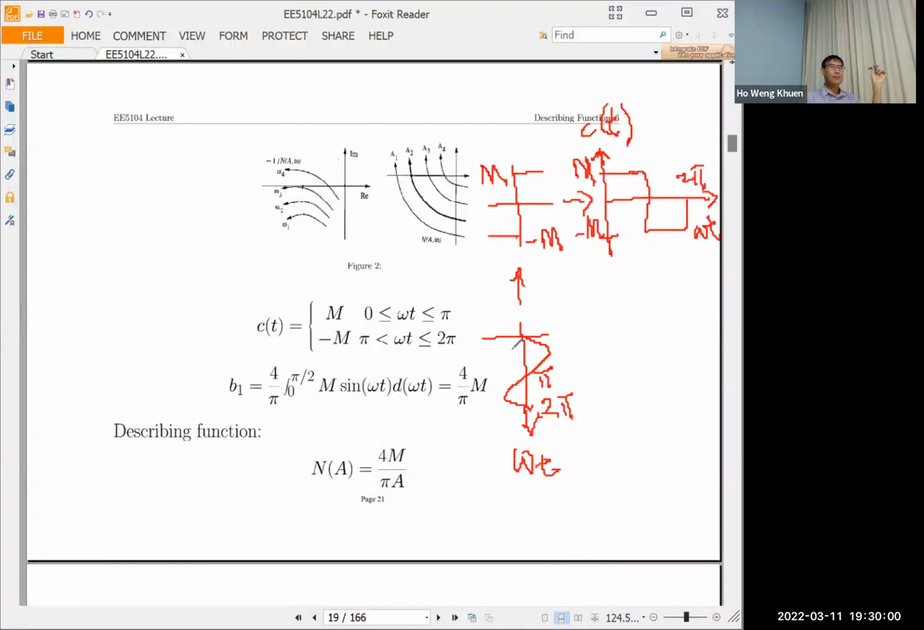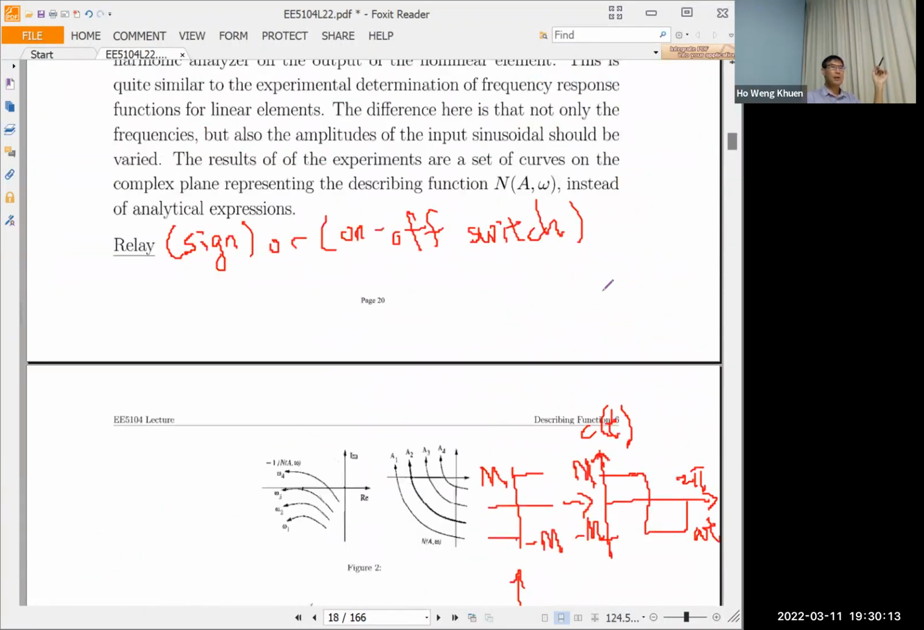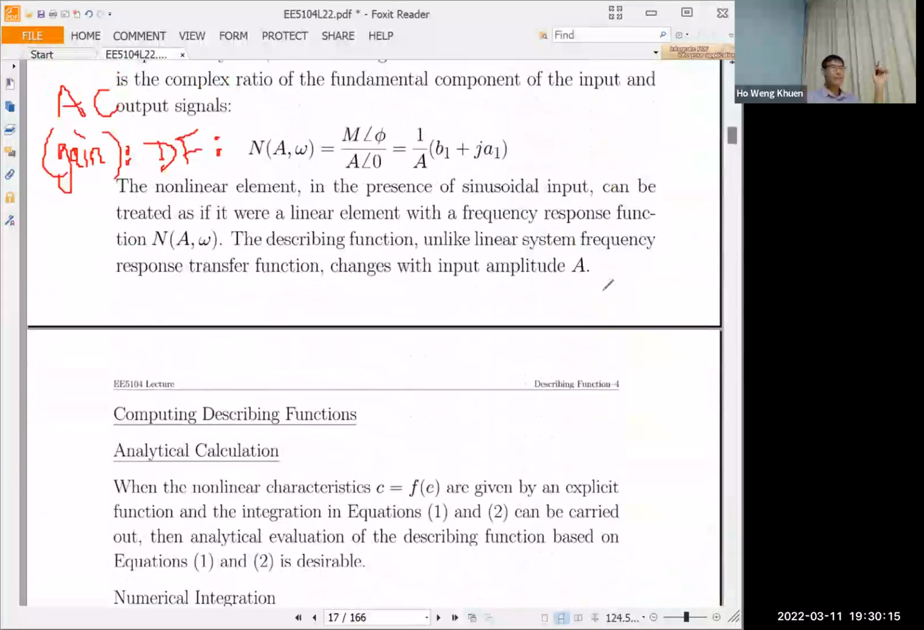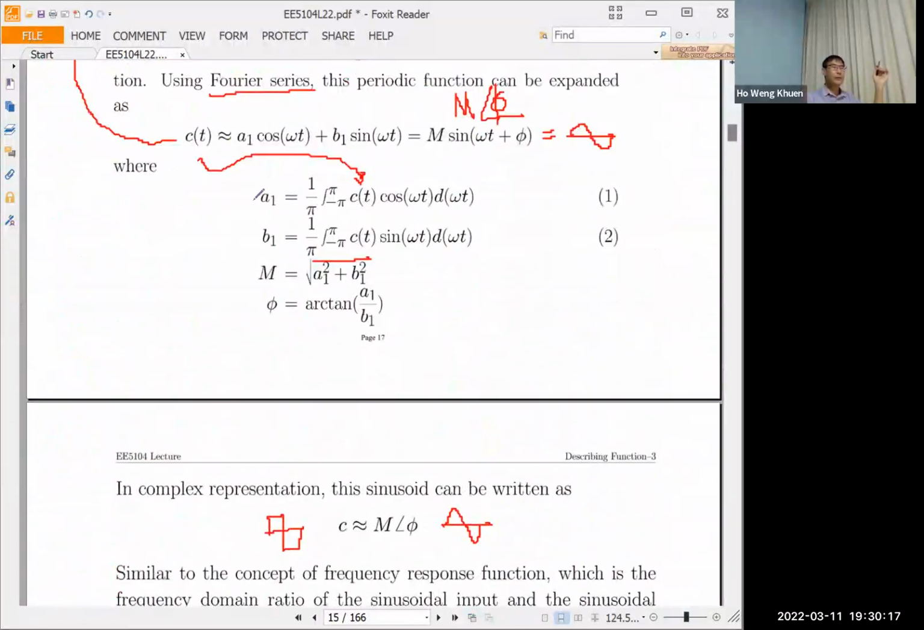Okay, so now how to convert this square wave to a sine wave? We use Fourier series. So now, the Fourier series formula is this. We have to do this. Now, this is Fourier series property.